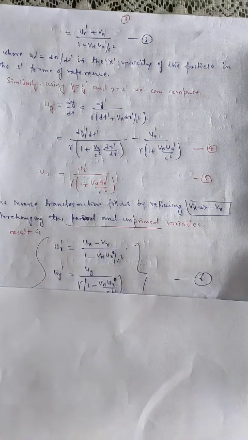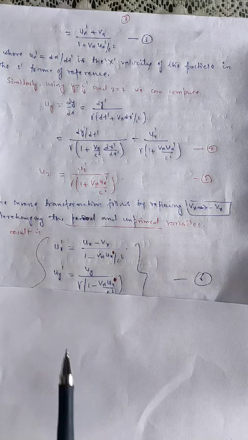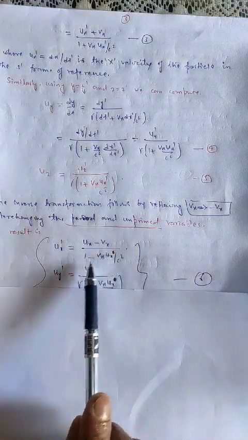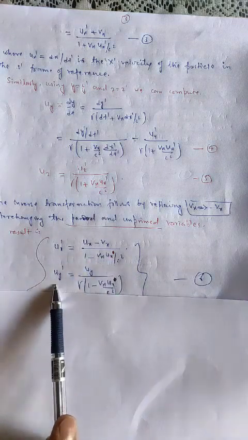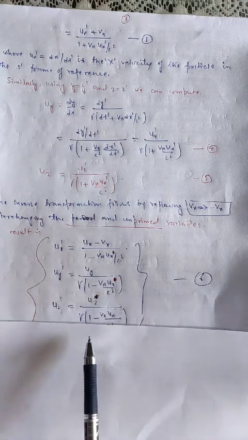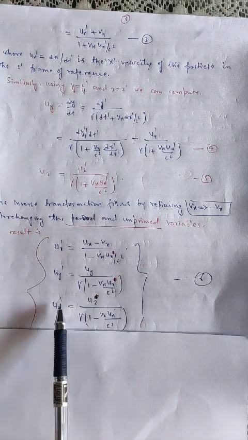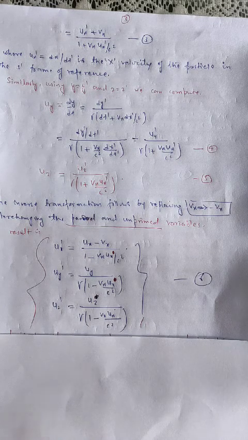Now, if we represent equations number 3, 4 and 5 in the inverse transformation, then ux prime is equal to ux minus vx divided by 1 minus vx ux divided by c square. Uy prime is equal to uy divided by gamma times 1 minus vx ux divided by c square, and uz prime is equal to uz divided by gamma times 1 minus vx ux divided by c square, and we'll be representing this with the help of equation number 6.